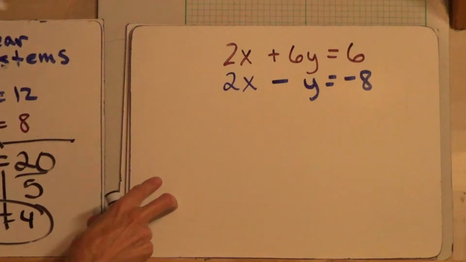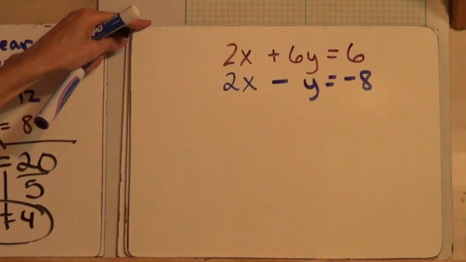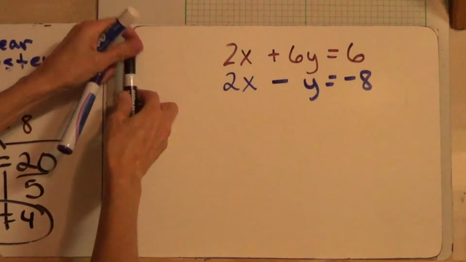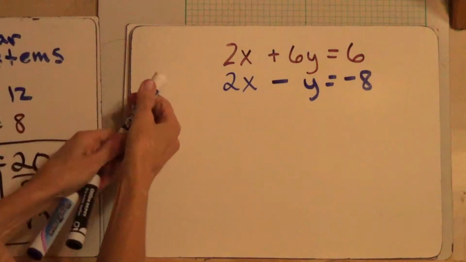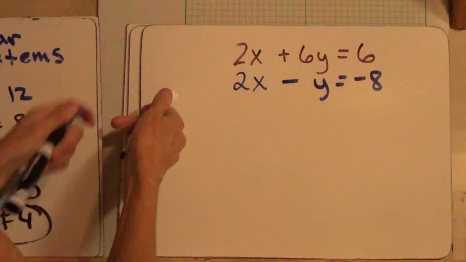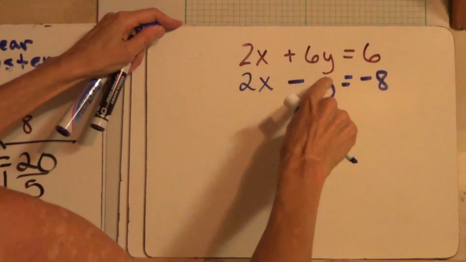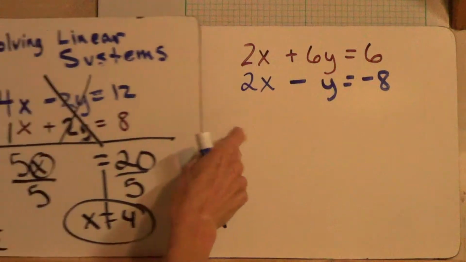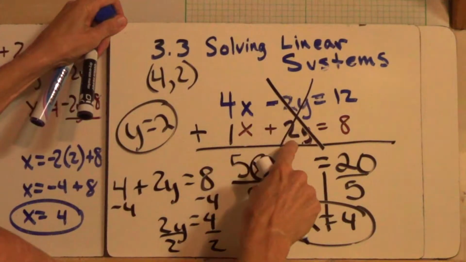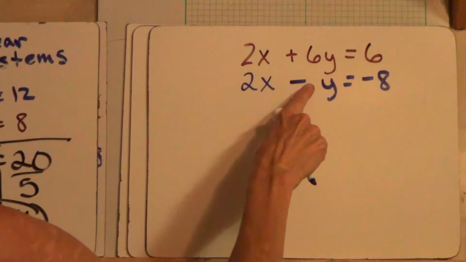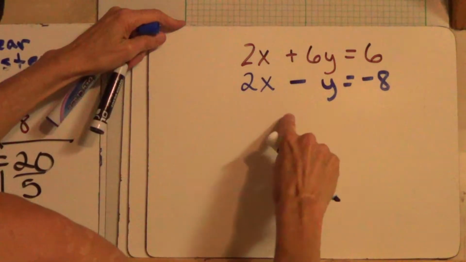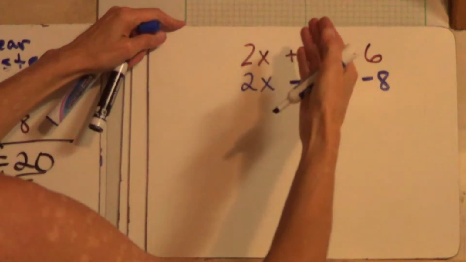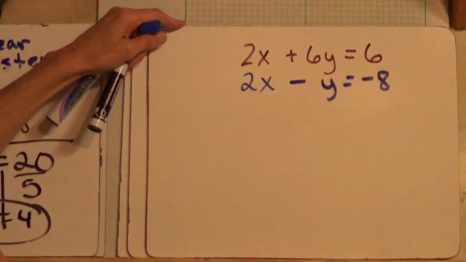Okay. Here's another one. Now this time, if you look at this, you might say, wow, we want to do it the fast way again. However, if we add, these are not opposites. Remember what created that nice setup the last time is that the y values were exact opposites, a negative 2 and a positive 2. If I add these, 6 and a negative 1 would make 5y, or 2x and 2x would make 4x.